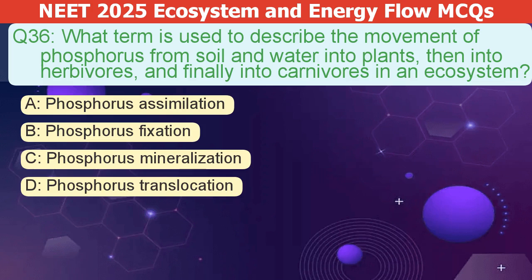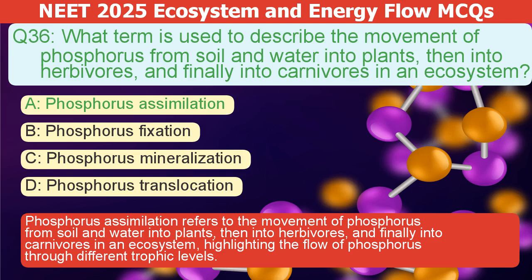What term describes phosphorus moving from soil and water into plants, then to herbivores, and finally carnivores? A. Phosphorus assimilation. B. Phosphorus fixation. C. Phosphorus mineralization. D. Phosphorus translocation. The correct answer is A. Phosphorus assimilation is the movement of phosphorus from soil and water into plants, then into herbivores, and finally into carnivores. This shows how phosphorus flows through different levels of the ecosystem.